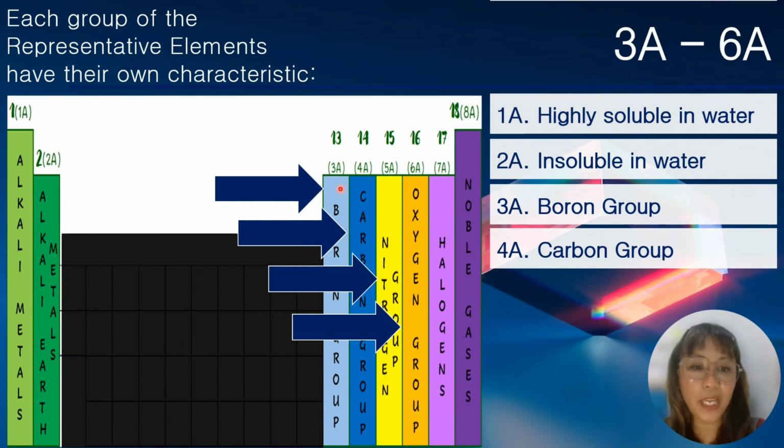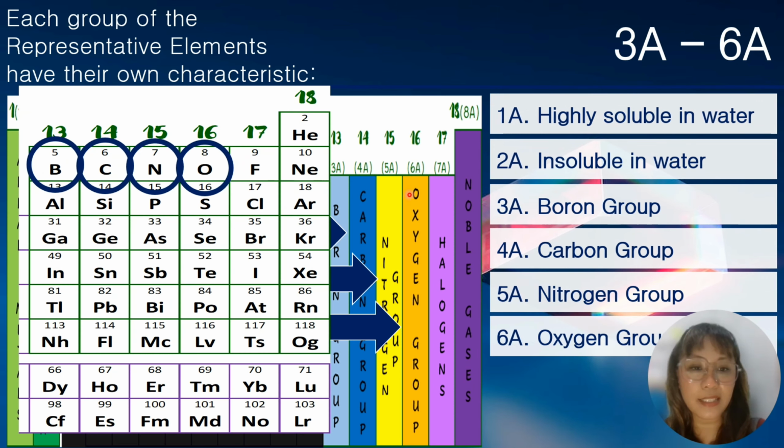Groups 3A, 4A, 5A, and 6A are groups of elements named after the very first element of every group. Meaning, at the top of these groups, that is the element we find. Here is boron, here is carbon, here is nitrogen, and here is oxygen.